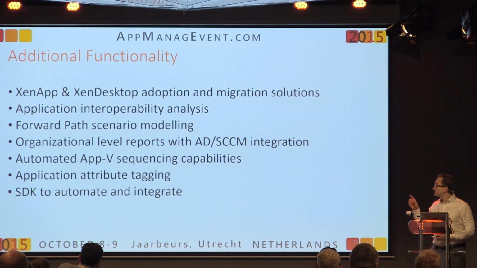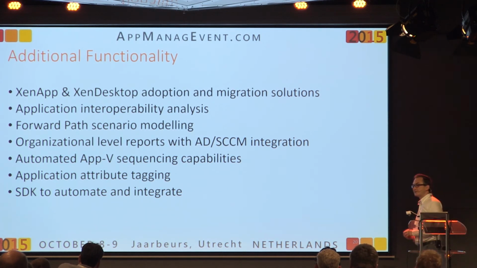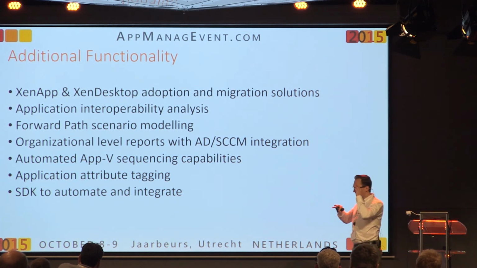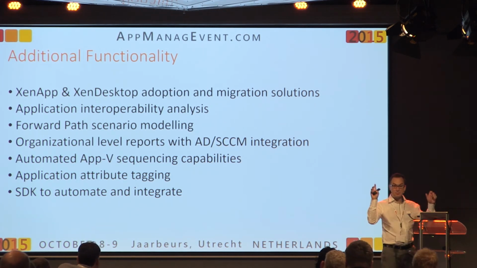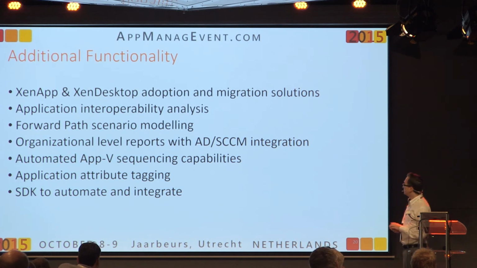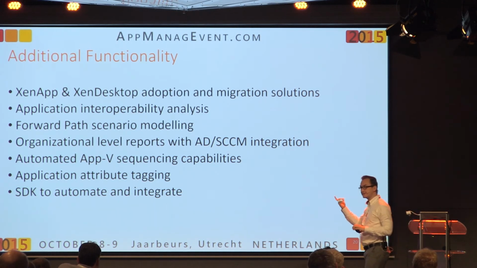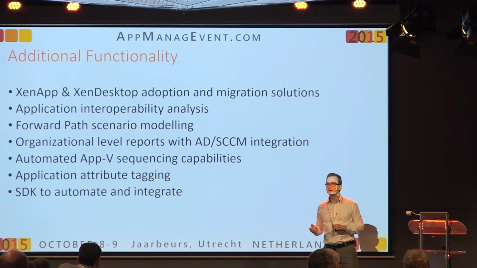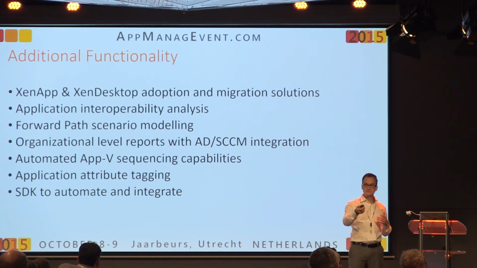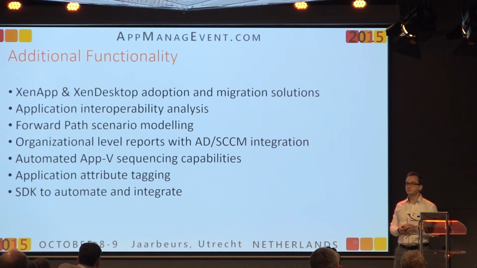There's also integration with SCCM and Active Directory. So, you know, the traditional way of showing application reports within AppDNA is by application. But if you would like to, you can pivot the data and see it by organizational unit. So you could see, finance have a bit of a problem. We can see some of their applications have gone red.